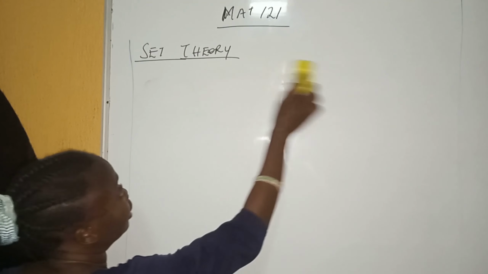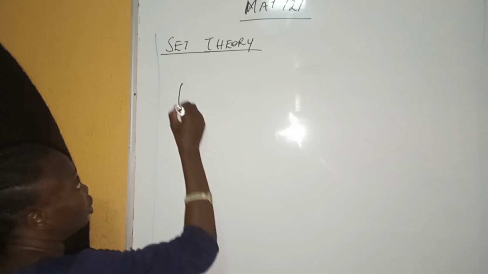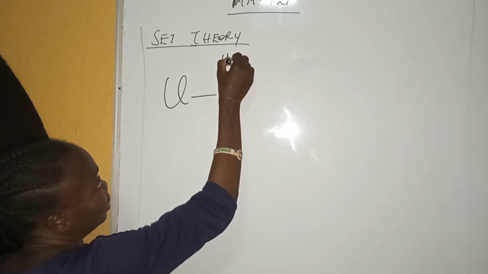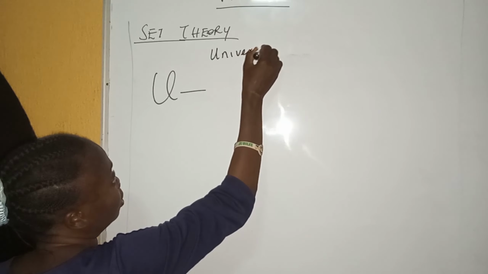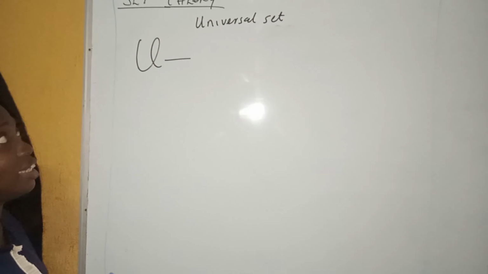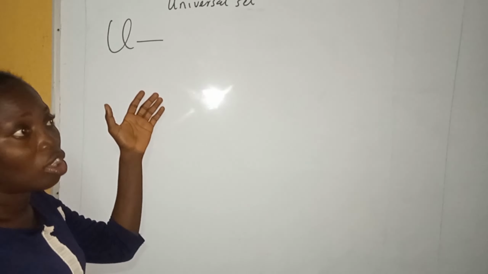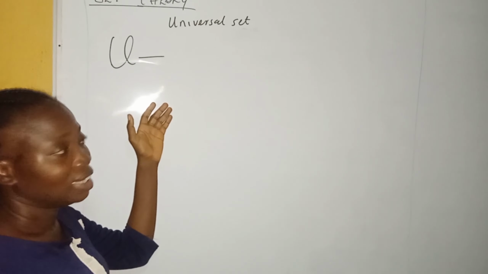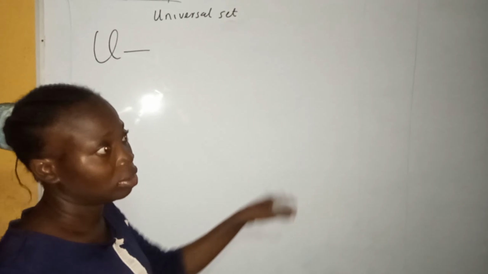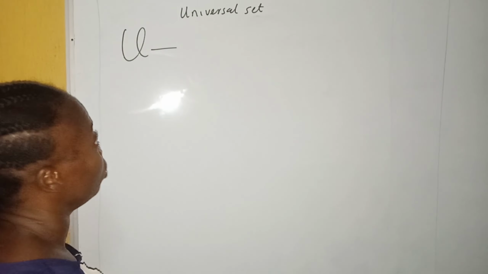Before we talk about complements of a set, let's talk about the universal set. The universal set is the set that contains all the sets under consideration. It contains every other set in the whole discussion.